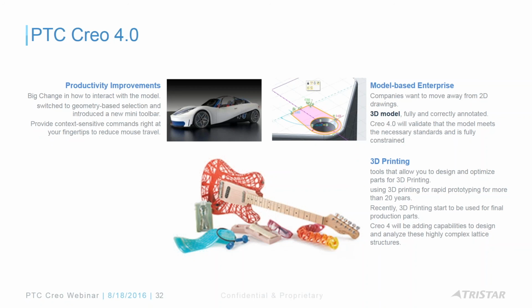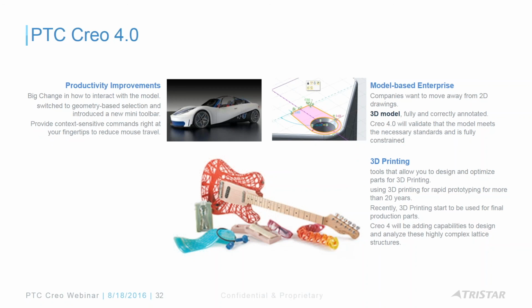The other enhancement is going to be more about model-based enterprise. A lot of companies now are moving away from 2D drawings. They believe that 3D is more efficient if we can fully and correctly annotate your model, because 2D drawings allow a lot of assumptions, and in many cases it's not really clear. So Creo 4 will give you all the tools to fully annotate your 3D model, and you can check if your model is matching or according to the standards.